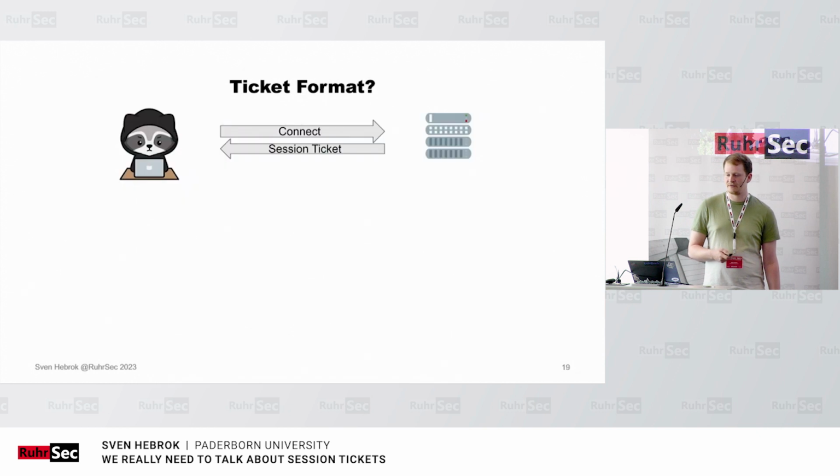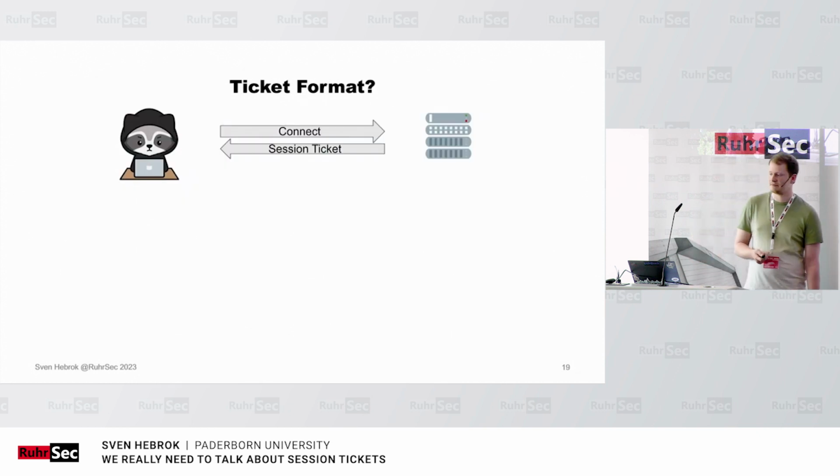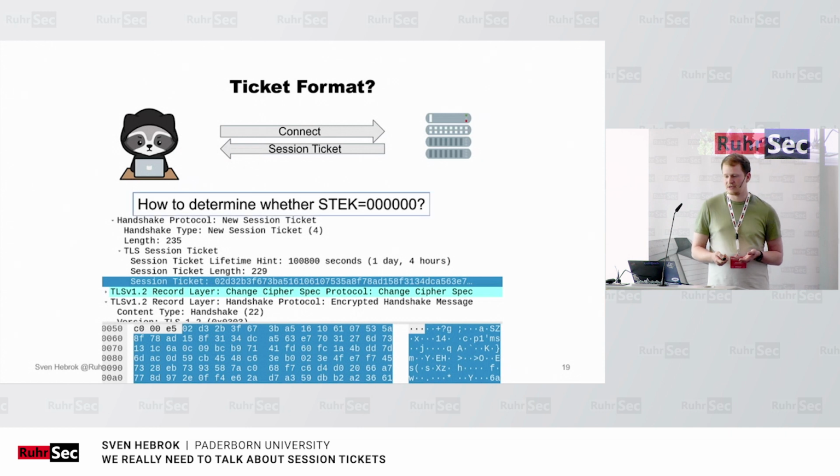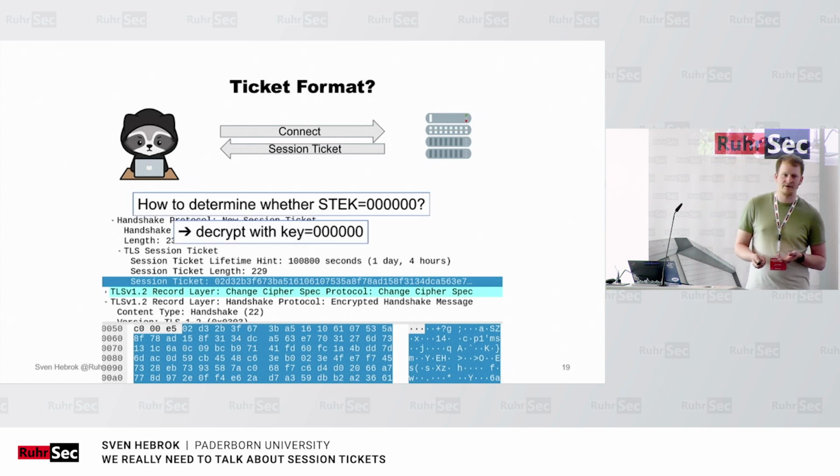We go to a server, connect to it, and get back a session ticket. That's nice. Then we take a look at it, and we see some binary blob. How do we test whether this is encrypted with the 0 key? The idea is we decrypt it with a 0 key, and if some meaningful plaintext falls out, seemingly this was encrypted with a 0 key.